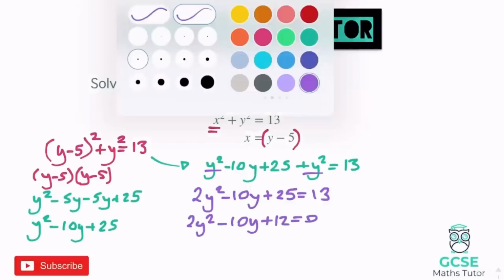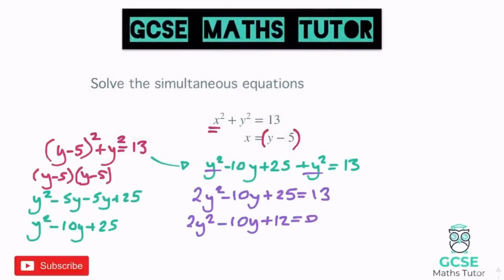Now we can solve this, and we can do it in two ways. I can solve it from there, or I can have a look at all these numbers, the coefficient of y squared, the coefficient of y, and the number at the end. They're all even, so we can divide both sides of this equation by 2. Obviously 0 divided by 2 is still 0 on the right hand side of the equal sign. If we divide all of these by 2, we get y squared minus 5y plus 6 equals 0.